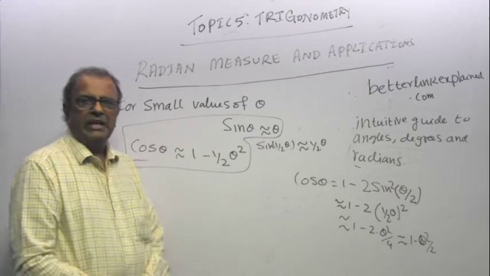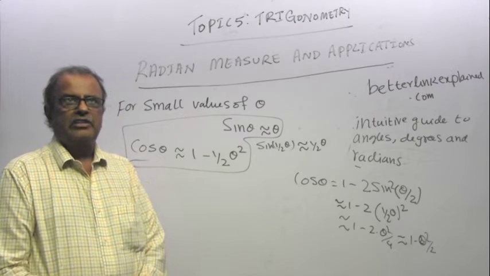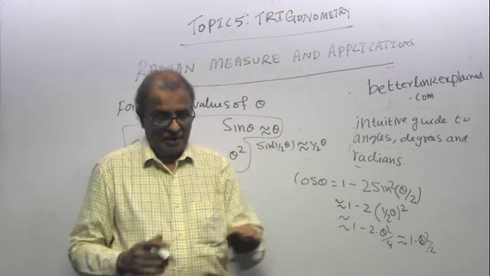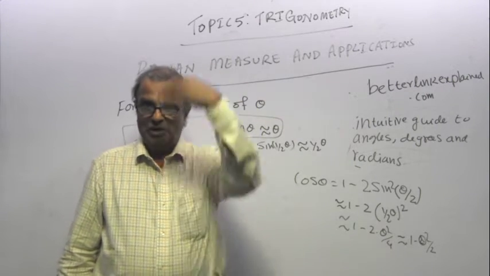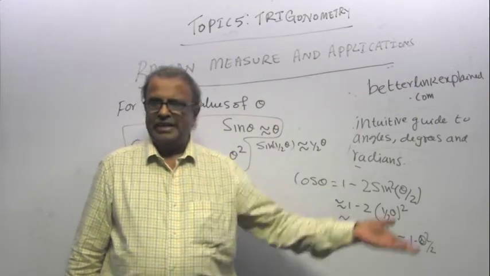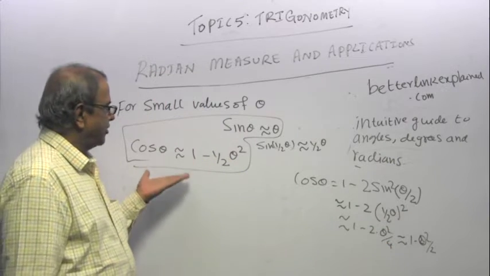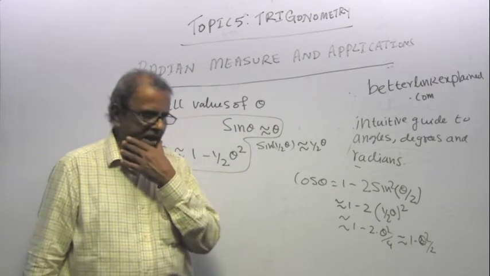So, if you are given in the exam that theta is small, show that. Depending upon the question, you ignore theta cubed, you ignore theta to the power 4. Sine theta is theta, cos theta is approximately 1 minus half theta squared.